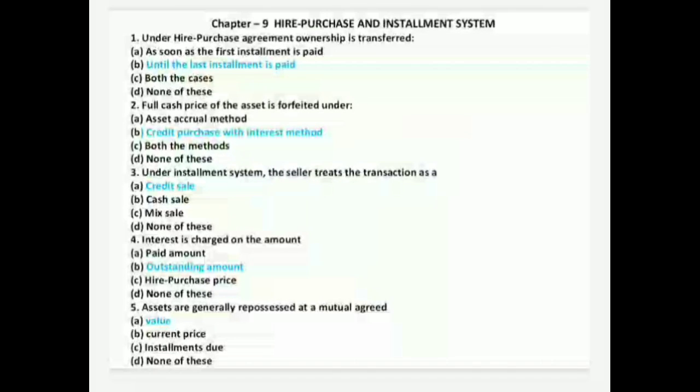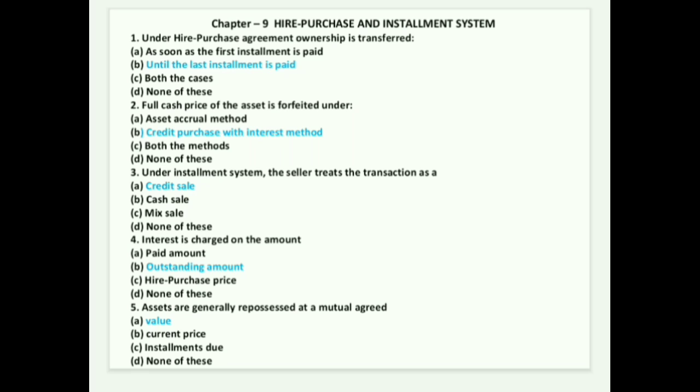So under hire purchase agreement, ownership is transferred as soon as the first installment is paid, or until the last installment is paid, both the case, none of the case. So well, under the hire purchase agreement, ownership is transferred when the last installment is paid. Okay. Now second is full cash price of the asset is forfeited under what? Asset accrual method, credit purchase and interest method, both the method, none of this. So guys, the full cash price of the asset is forfeited under the credit purchase and interest method.